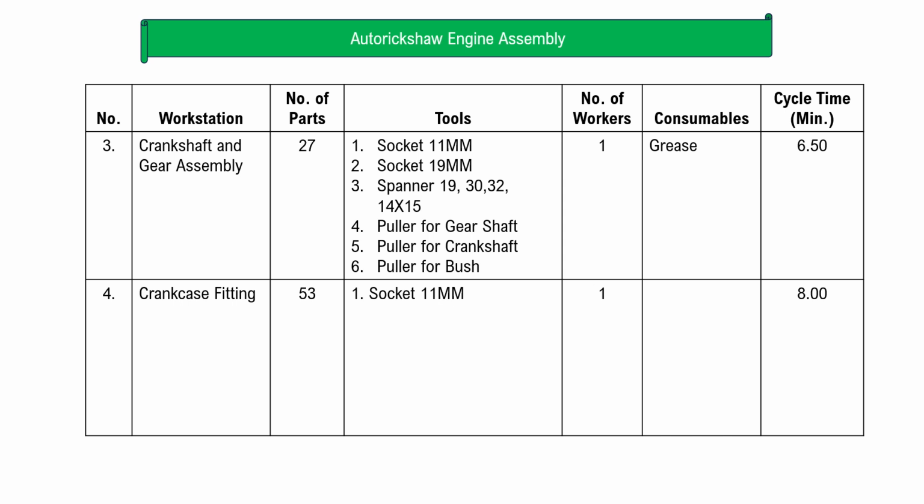Workstation number 3. Over here we shall be assembling crankshaft and gear assembly. The number of parts to be assembled are 27. We need sockets, spanners, pullers for gear shaft, crankshaft, and push. The consumable required is grease, and the total estimated cycle time is 6.50 minutes. Process number 4, crankcase fitting. The parts required are 53, required one socket, one worker, and the estimated cycle time is 8 minutes.